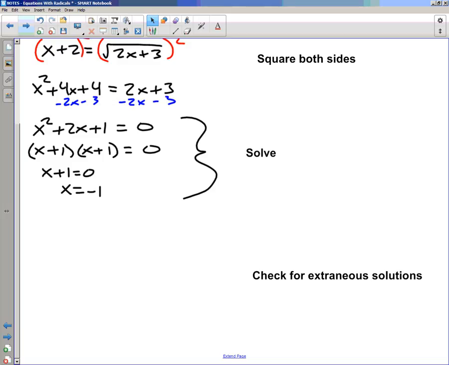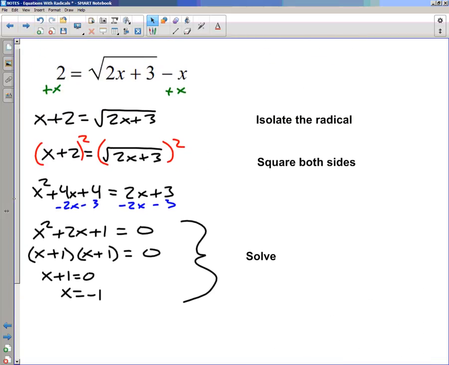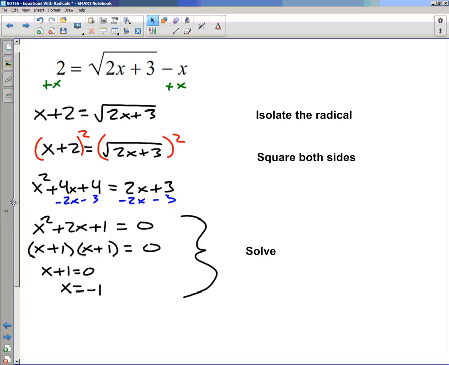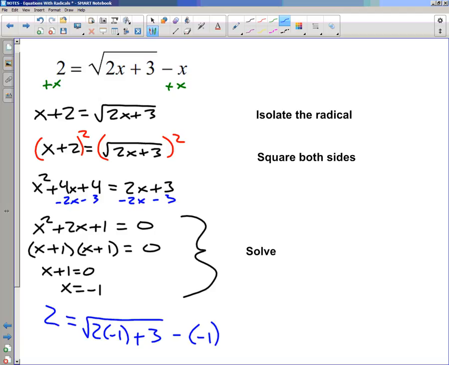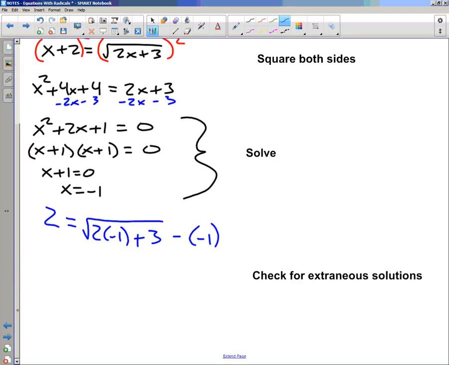However, it's very important that we check to make sure that that is a solution and not an extraneous solution. So we're going to go back to our original equation and check and make sure that this works. So my original equation was 2 equals the square root of 2 times x, which I think is negative 1, plus 3, and then outside of the radical, minus x, which was negative 1. Let's check and make sure that this holds up before we write down our final answer.